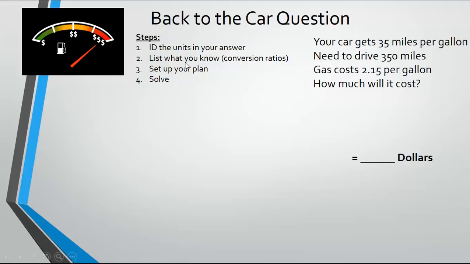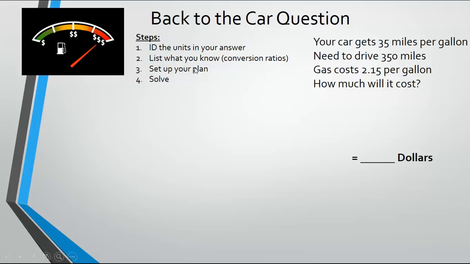Then the next thing it says is to list what you know, the conversion ratios. A couple of these were things that I had to go and find out, and some of them were just straight from the question. So I went and looked up how many miles per gallon my car gets. It's 35 miles per gallon. It said in the question that we're going to go 350 miles. I went and looked up gas nearby me, and that's $2.15 per gallon. And then the question was, how much will it cost? And we already did that. That's going to be in dollars.